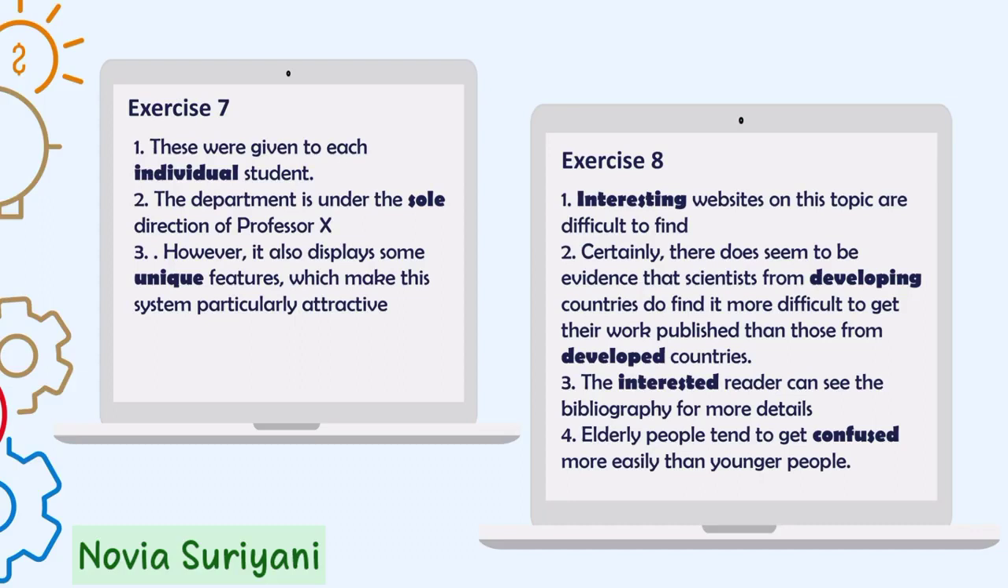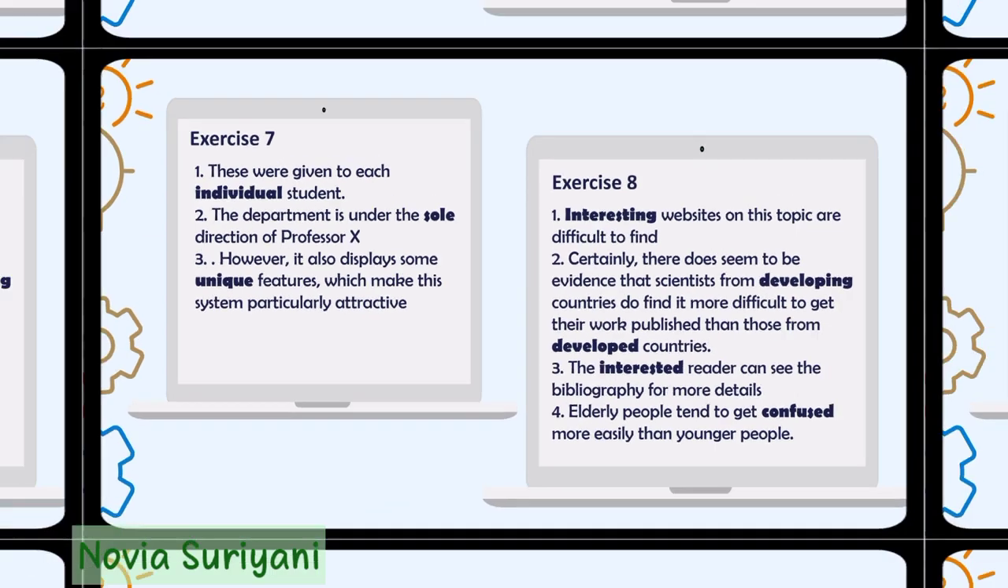Examples of exercise 8. First, interesting websites on this topic are difficult to find. Second, certainly, there does seem to be evidence that scientists from developing countries do find it more difficult to get their work published than those from developed countries. Third, the interested reader can see the bibliography for more details. Fourth, elderly people tend to get confused more easily than younger people.